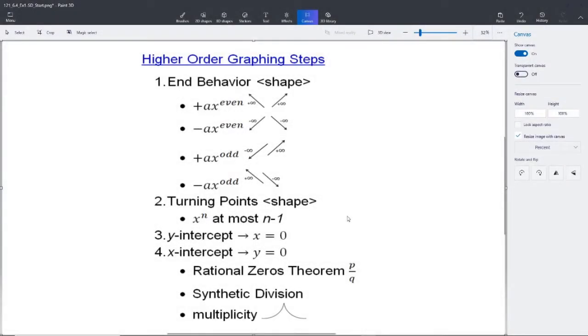Before we get to example 4 on page 473, let's talk about context again in the higher order graphing steps here. The next thing that comes into play is called the rational zeros theorem, under our x-intercepts, also called P over Q. What we do for the rational zeros theorem is decide which values we want to try to synthetically divide into our polynomial in order to determine the x-intercepts. Without the rational zeros theorem, there's an infinite number of numbers that we could try to figure out which ones are x-intercepts. So the rational zeros theorem lets us hone in on only a handful of things that we get to try.